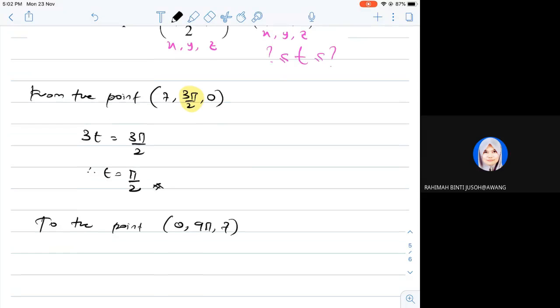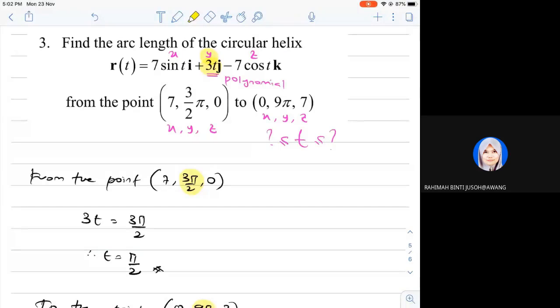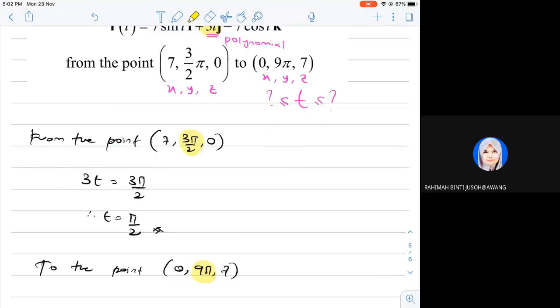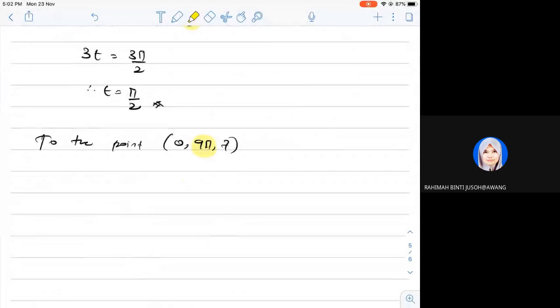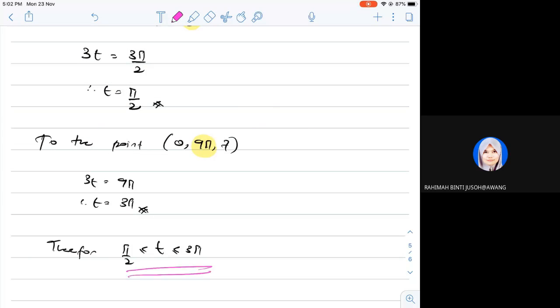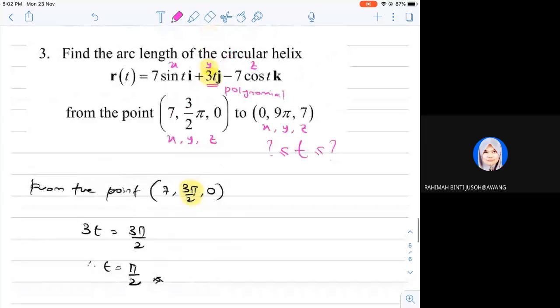Okay, so again we consider coordinate y, because we take the polynomial function in the y direction, the j component. So 3t equals 9 pi, so t equals 3 pi. Therefore t is from pi over 2 until 3 pi. Okay, so this is the interval. Now we have the interval. Okay guys, actually you also can consider x and z.